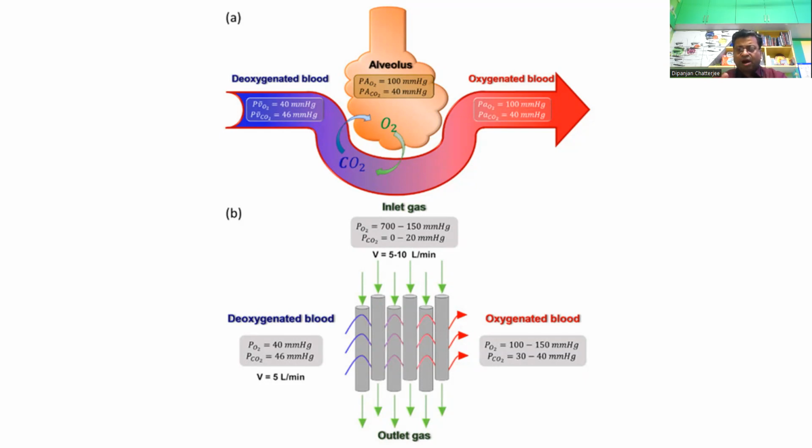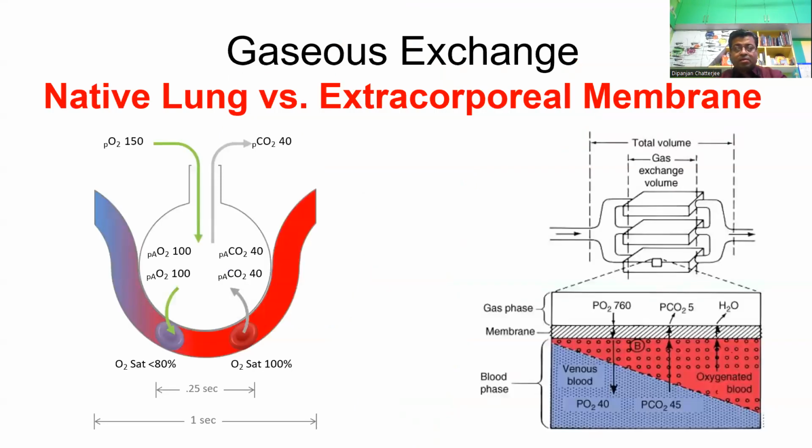And the blood that is coming out from the capillaries is 100% saturated with a PO2 of around 100, PCO2 around 40. We try to replicate the same thing in the ECMO membrane. But there is a significant difference too, because the ECMO membrane is thicker than that of the capillary endothelium and the alveolar epithelium. Being thicker, it hampers a little bit of diffusion.